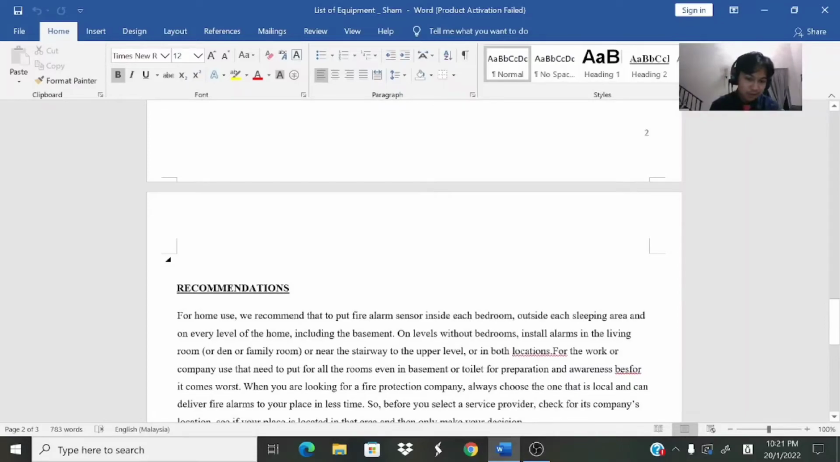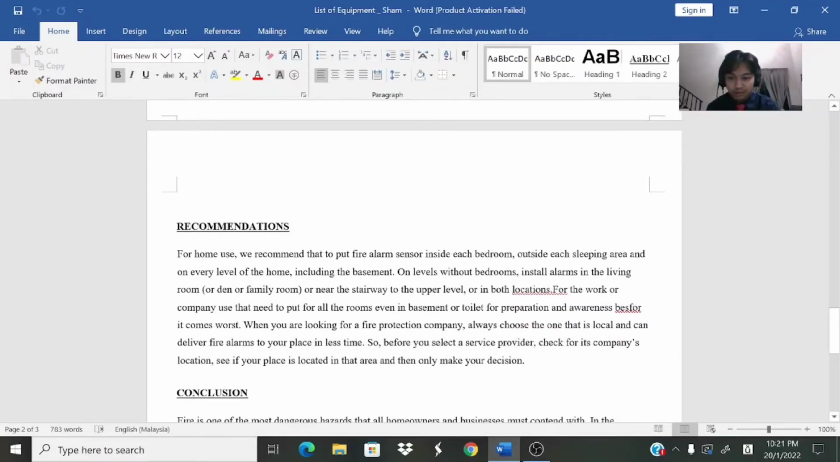The recommendation from us is for home use. We recommend to put the fire alarm sensor inside each bedroom, outside each sleeping area, and on every level of the home, including the basement. If we have three levels, you need to put one for each level for awareness and preparation of the fire attack. On a level without a bedroom, install the alarm in the living room or near the stairway to the upper level or in both locations.